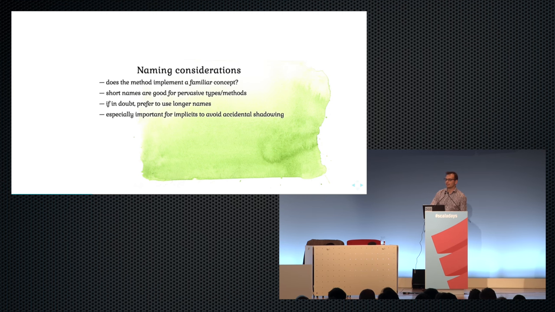One specific case is with implicits in Scala. Now, if you have two implicits in scope at the same time with identical names, then one will shadow the other. You won't be able to see the one that's imported or defined first. The one which is imported or defined last wins. Now, this happens if they have the same name. So you have to be careful about how you name implicits.